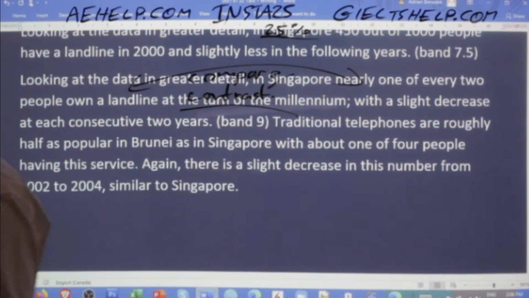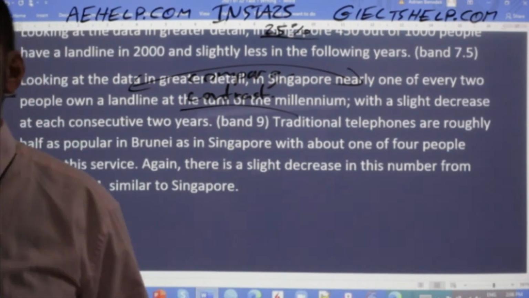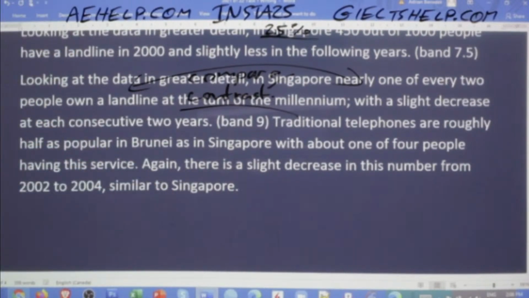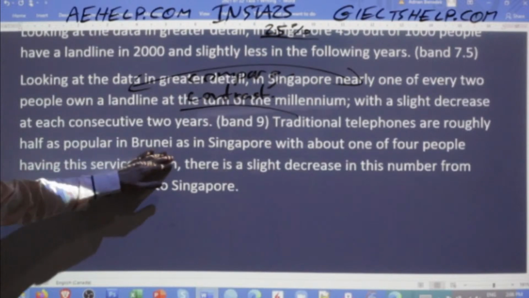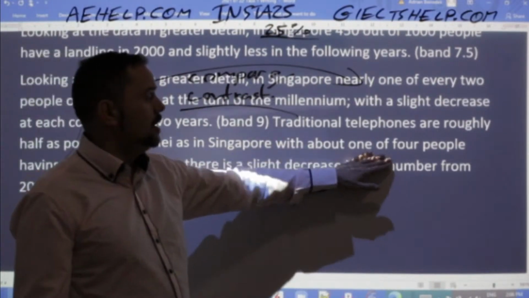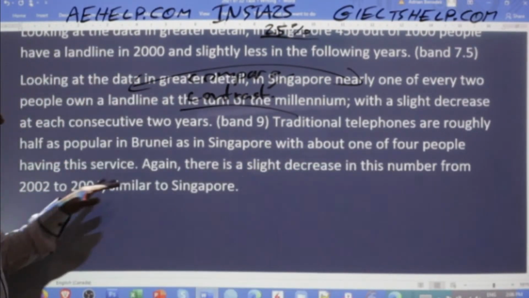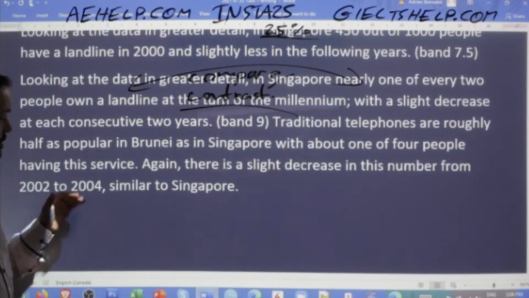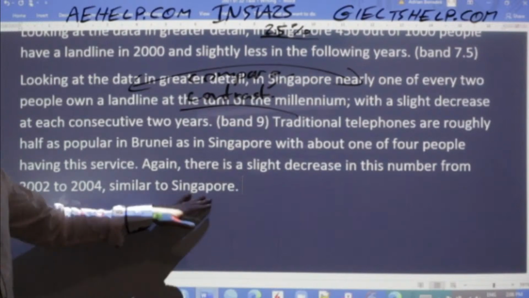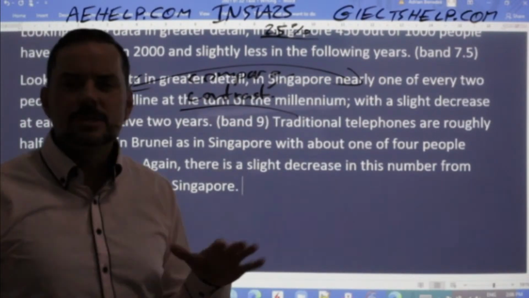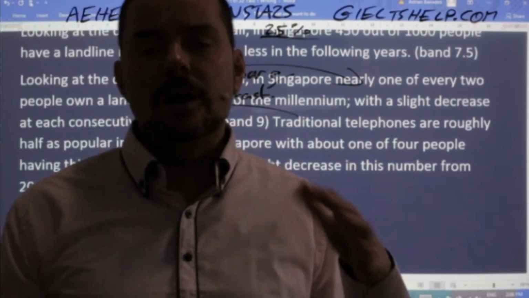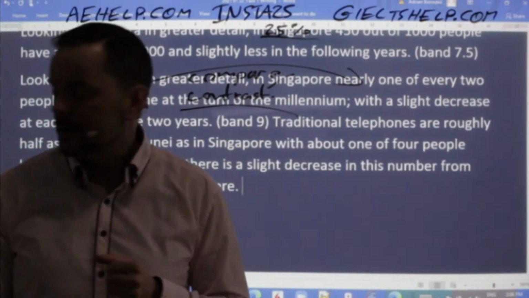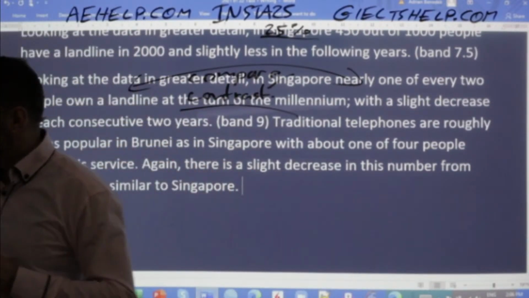If I want to give it that extra little cherry on the top: traditional telephones are roughly half as popular in Brunei as in Singapore, with about 1 of 4 people having this service. Again, there is a slight decrease in this number from 2002 to 2004, similar to Singapore. It's almost a negligible amount. It's not enough to show significance, I think. But that's about it.